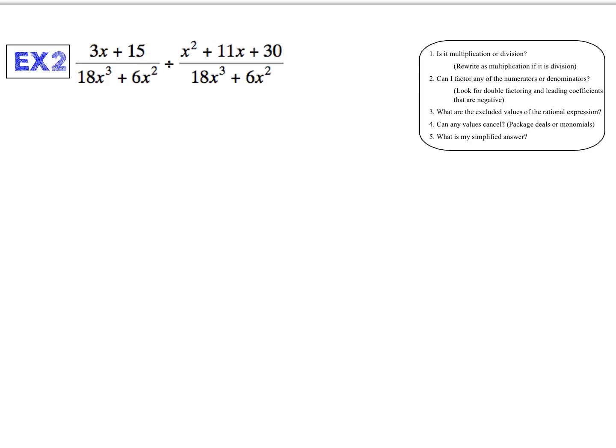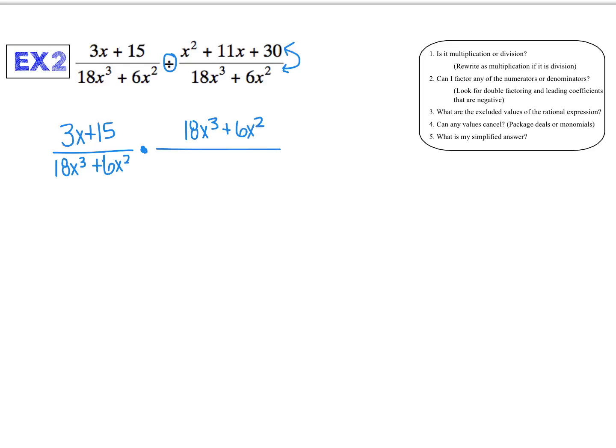All right, we're going to look at example 2. We're going to go through that same thinking process. So is it multiplication or division? Well, it's division. So really what we're going to have to do is multiply by the reciprocal. So I'm just going to rewrite it. So 3x plus 15. If you want to factor it as you rewrite it, that is totally okay. It'll save you a step, but I'm going to do it step by step right now. And then I'm going to multiply it by the reciprocal. So 18x to the third plus 6x squared, and then in the denominator, x squared plus 11x plus 30.